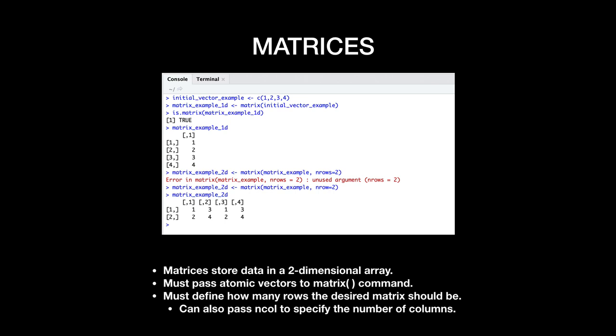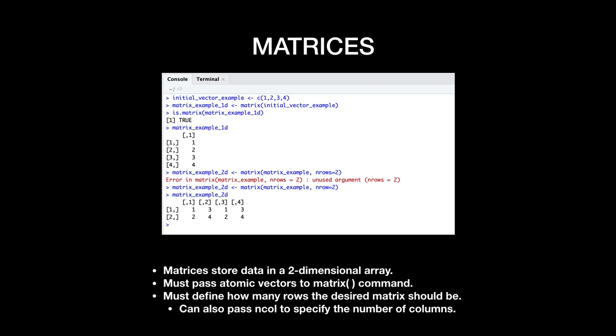As you see here, I've opened up RStudio already, but I'll be focusing primarily on the console where all the work is being done. To quickly define what a matrix is, matrices store data in a two-dimensional array. You must pass atomic vectors to a matrix using the matrix command. So you're going to use matrix, open and close parentheses, and input the variable there as you see in my example. Here you must also define how many rows the desired matrix should have, and you can also pass the ncol argument to specify the number of columns.